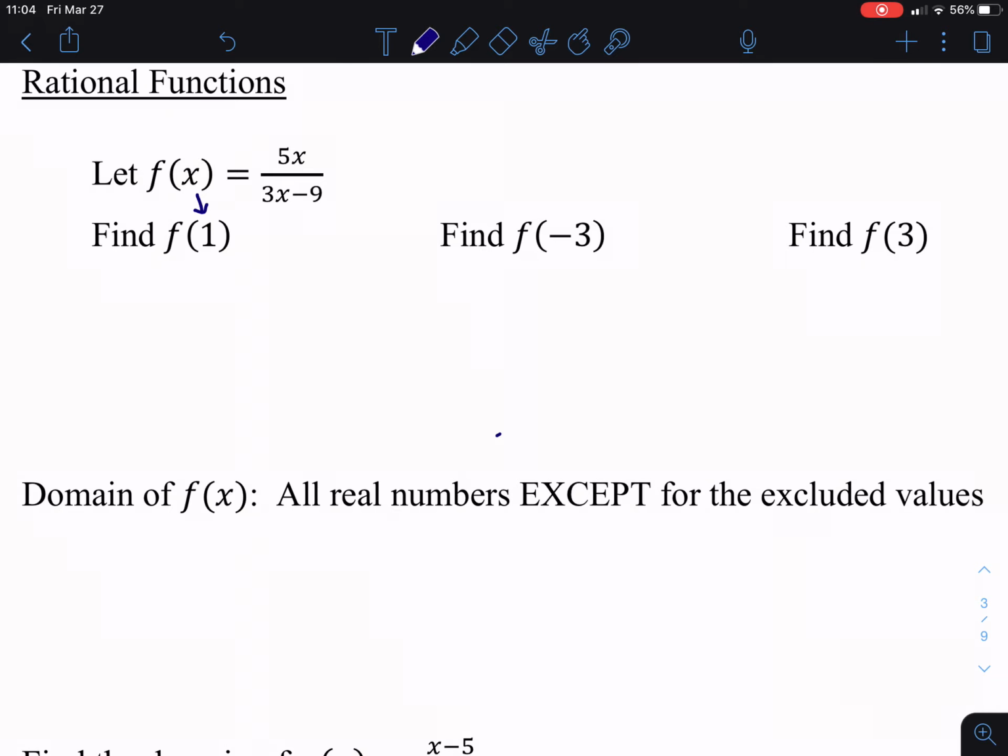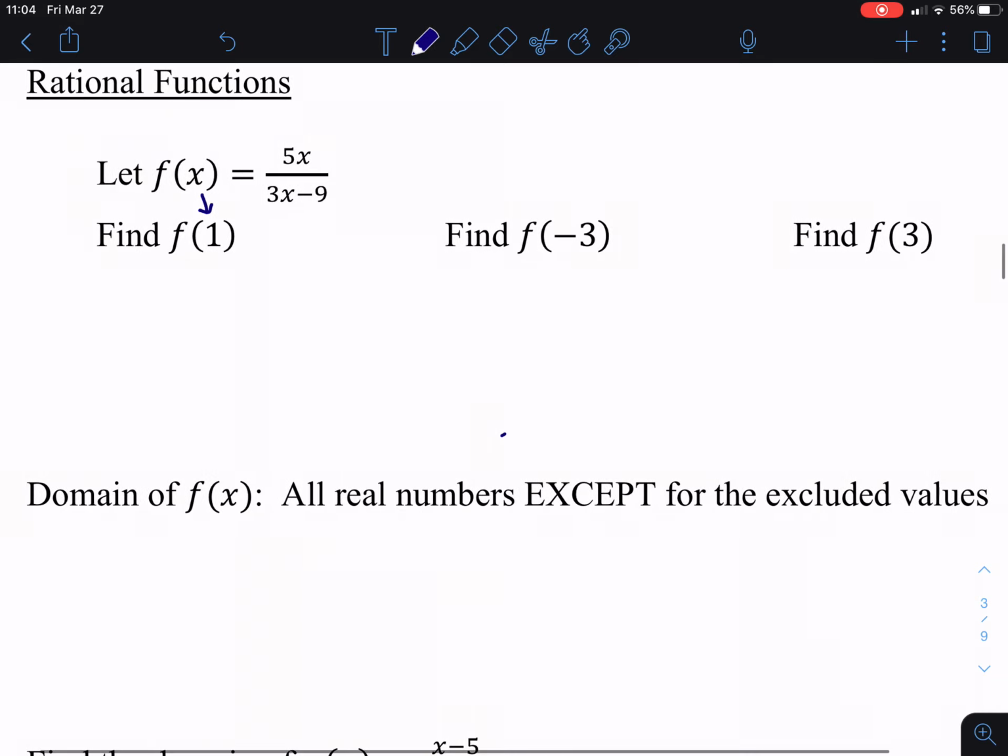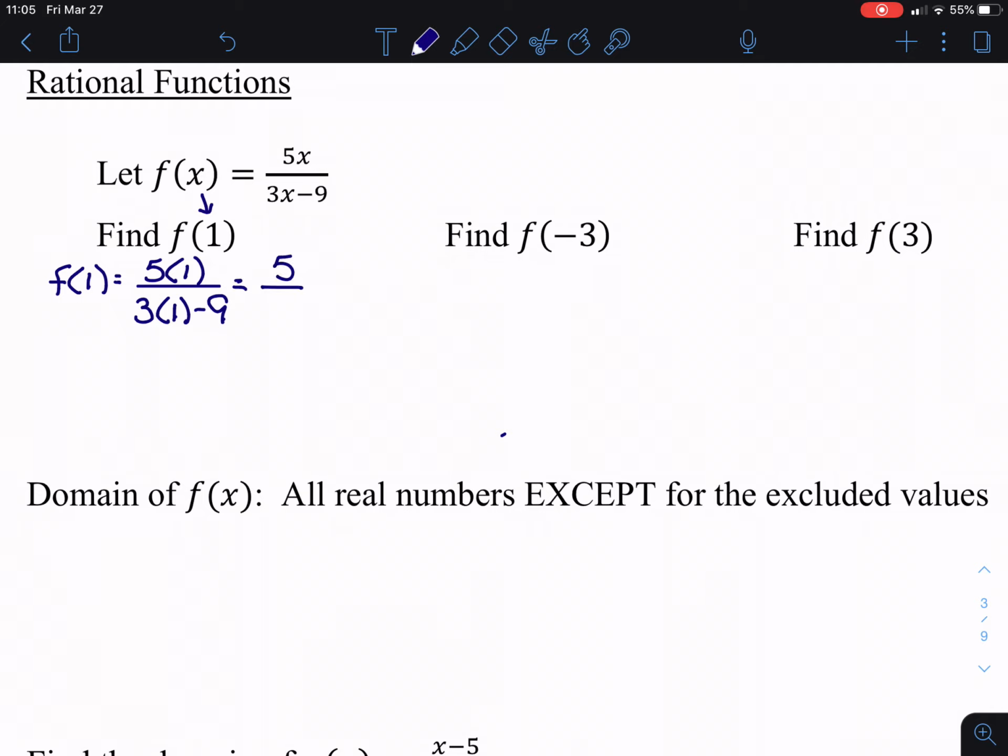So if I want to find f of 1, in this case, what I do is wherever I see x, I replace it with 1. So this is going to be 5 times 1 over 3 times 1 minus 9. So on the top I have 5, and on the bottom I have 3 minus 9, which is negative 6. So the value of my function at x equals 1 is going to be negative 5/6.